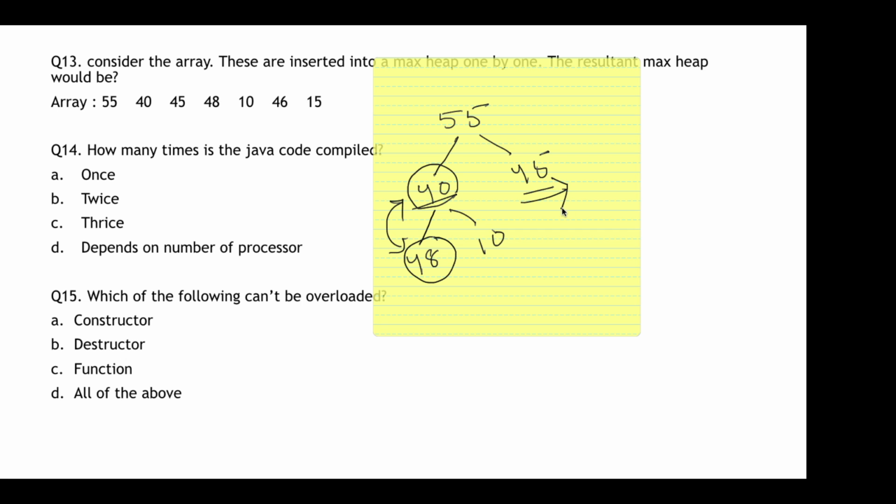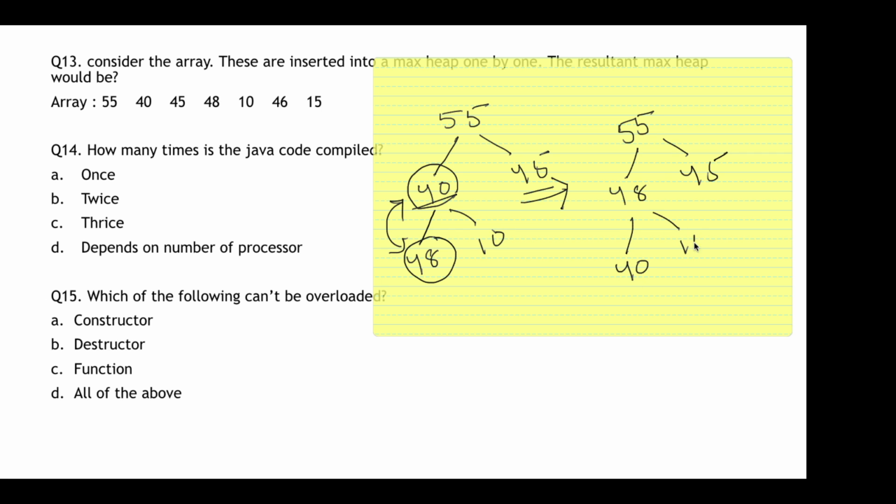So how will this tree look? This will look something like this: 55, then 48, here 45, then here 40, and here 10. Just swap the position within them. Okay, don't do any other kind of swapping. Okay, next here will come 46 and then 15.